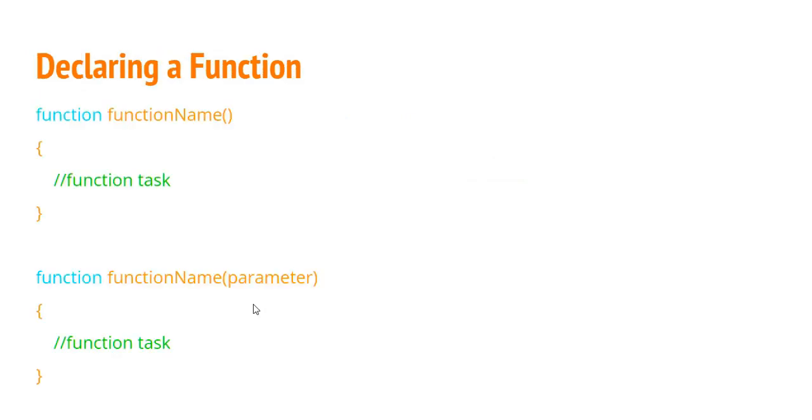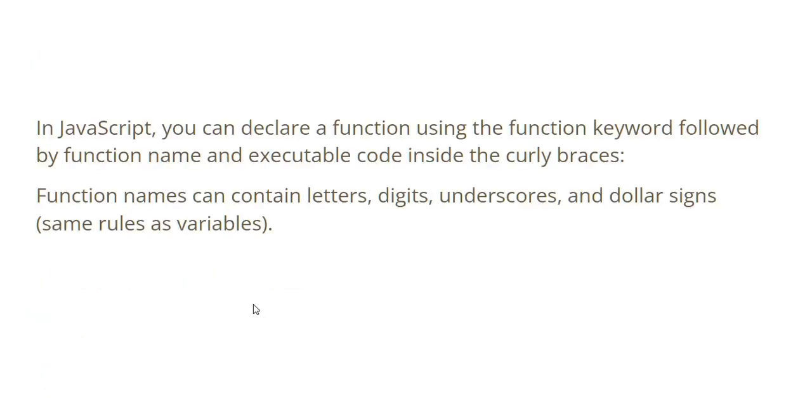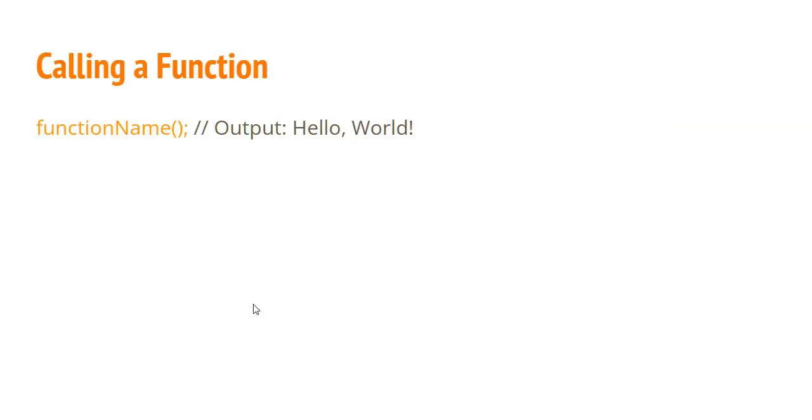Declaring a function. In JavaScript, you can declare a function using the function keyword followed by the function name and executable code inside the curly braces. Function names can contain letters, digits, underscores, and dollar signs. Same rules as variables. Calling a function using the function name.